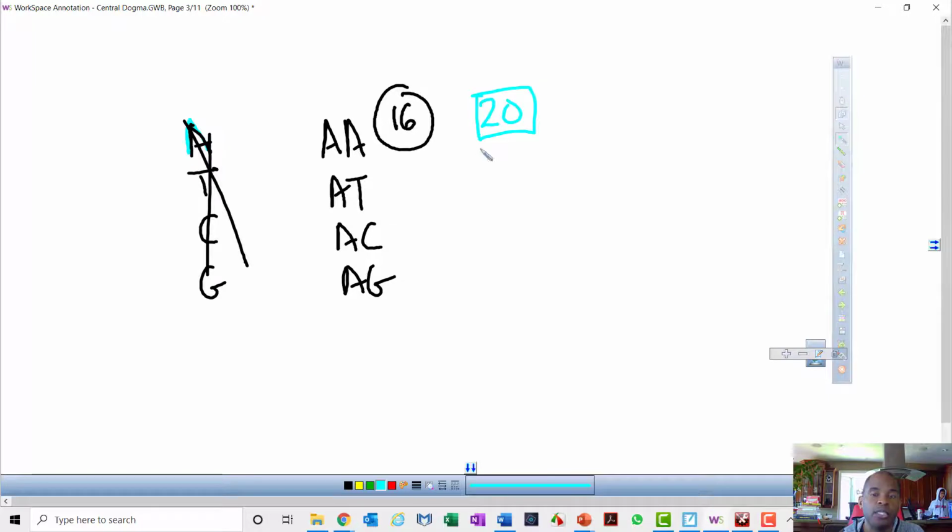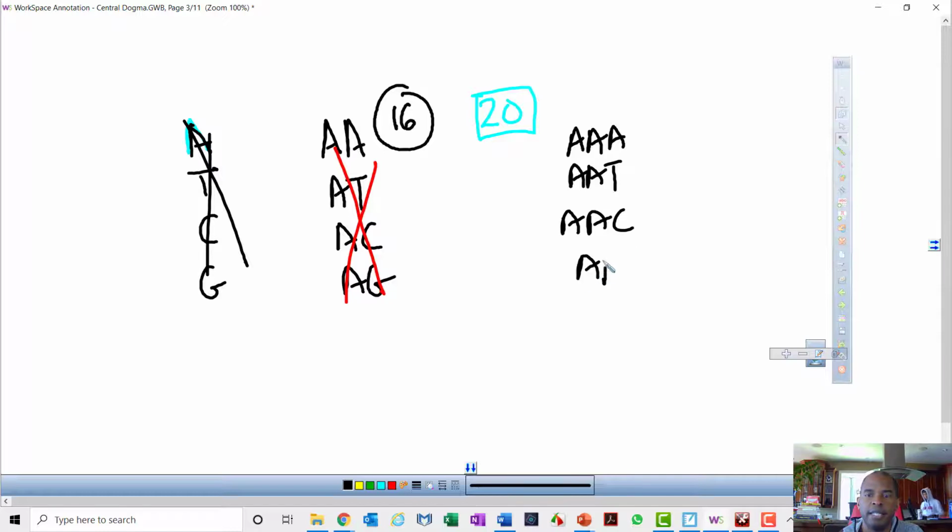Okay, so knowing that there's 16 possible combinations and that there are 20 amino acids, could a 2-letter code be the genetic code? And the answer, once again, would be no, there's not enough. So that brings us to 3. So at 3, you might have AAA, and AAT, and AAC, and AAG, and all these other combinations.